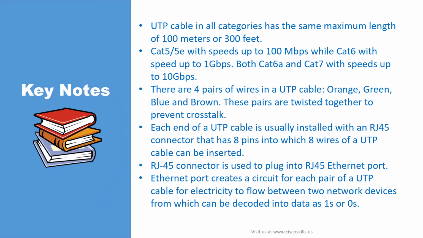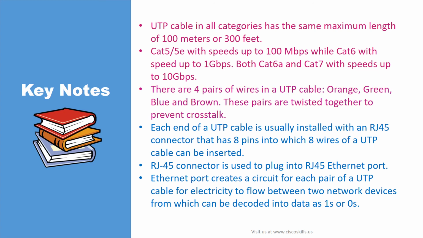Let's sum up our video with the keynotes. UTP cable in all categories has the same maximum length of 100 meters or 300 feet. Cat5 or Cat5e with speeds up to 100 megabit per second, while Cat6 with speeds up to 1 gigabit per second. Both Cat6a and Cat7 with speeds up to 10 gigabit per second.